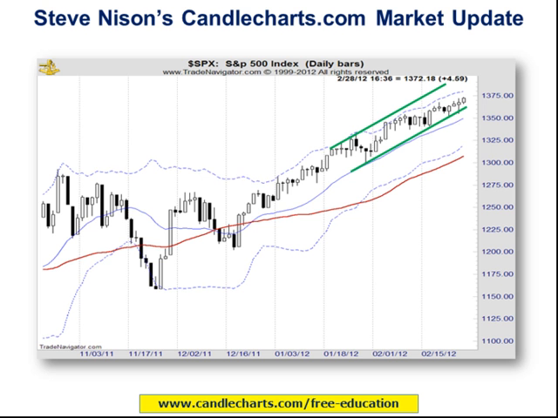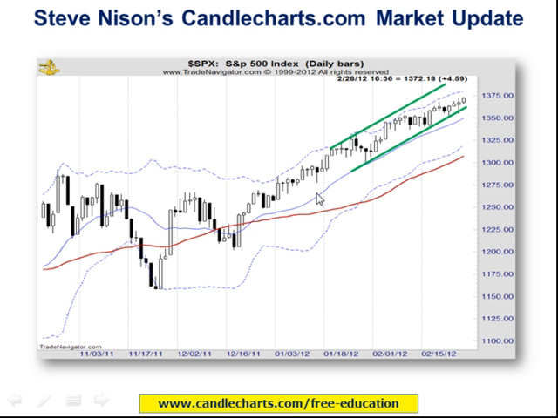So we'll start with the S&P, and let me show you some stuff I have here. I like using Bollinger Bands to gauge if the market's overbought or oversold. I look at a 20 and a 50-day moving average. The 20-day is the blue line, and the 50-day is the red line. And to me, a longer-term trend is higher if the 20 is above the 50.